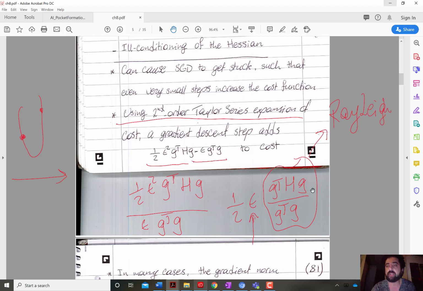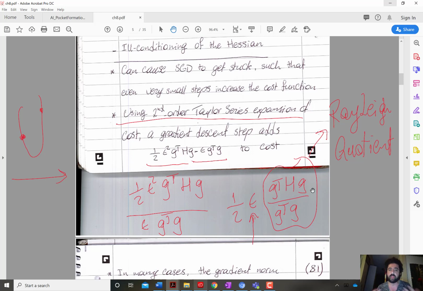And the Rayleigh quotient is typically a function of a matrix and a vector. The matrix here is the Hessian, and the vector is the gradient, right? And the range of that Rayleigh quotient for any matrix is called the spectrum of this matrix, right? Now that becomes important, analyzing that.